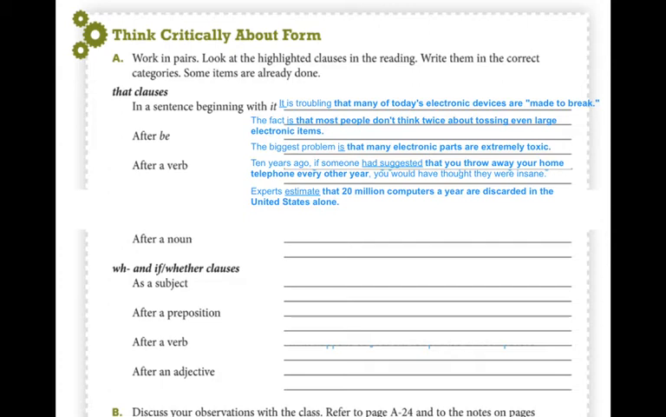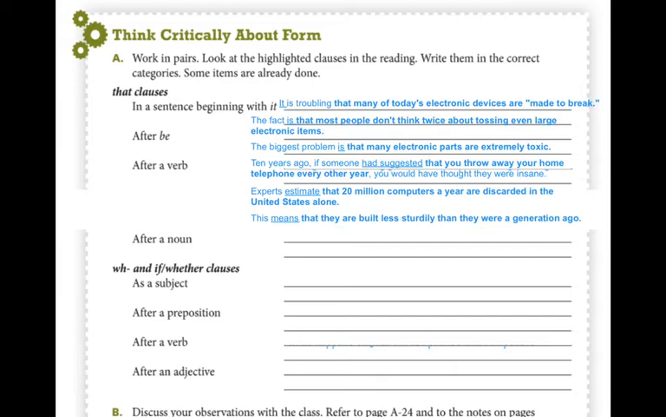Estimate is a transitive verb. Transitive verbs must be followed by an object. The object can be a noun, a pronoun, a noun phrase, or a noun clause. Here we have a noun clause that 20 million computers a year are discarded in the United States alone. The subject of that clause is computers, and the verb is are discarded. Simple present tense, passive voice, are discarded by many people. This means that they are built less sturdily than they were a generation ago.